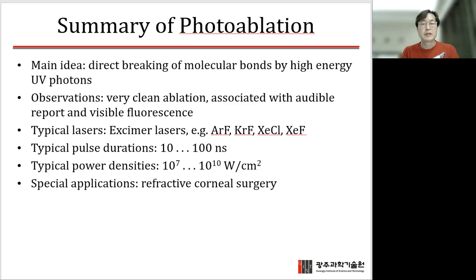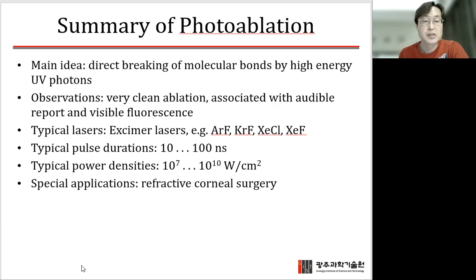And typically, the laser used for the photoablation is an excimer laser, such as argon fluoride, krypton fluoride, xenon chloride, or xenon fluoride. And typical pulse durations for the photoablation are 10 to 100 nanoseconds, so much shorter than a microsecond, not to cause thermal damage. And typically the power density is going to be 10^7 to 10^10 watt per centimeter square.